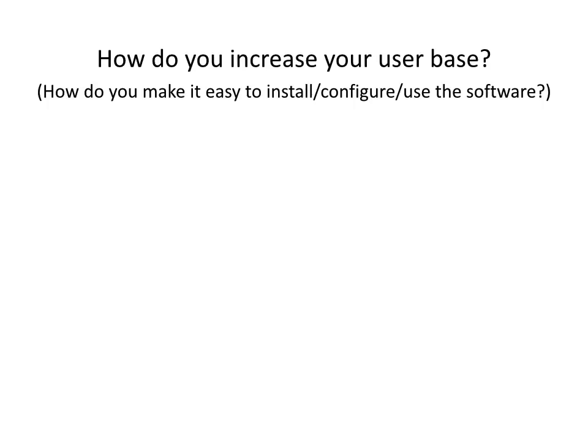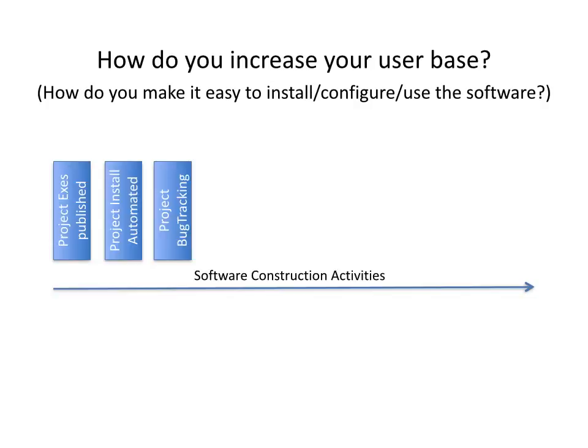So let's look at each of these questions. Let's start with, how do we increase our user base? Well, there's a number of software construction activities that you can do that really are fundamentally important. So, are your project executables? Obviously, they need to be published. Do you have an automated build environment? Does it install in an automated fashion? Have you made bug tracking available to your users so that they can report bugs that they find? These are software construction activities.